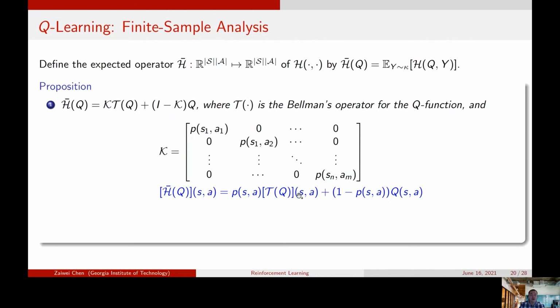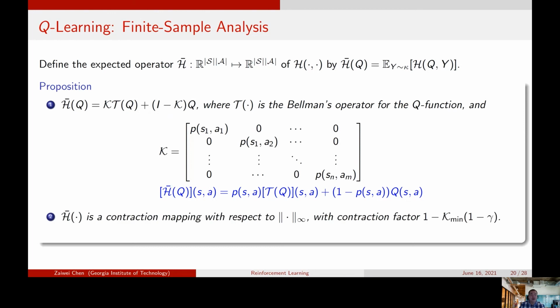If we focus on one particular state-action pair, then h bar Q of (s,a) can be viewed as a convex combination of the Bellman operator and the identity operator, where the weights are the stationary probabilities. This captures the fact that in Q-learning, one specific state-action pair entry is updated with probability p of (s,a) asymptotically, and with probability 1 minus p of (s,a), it remains unchanged.